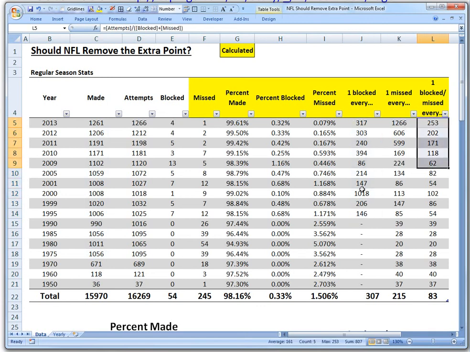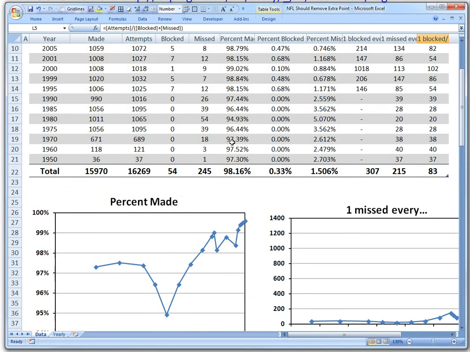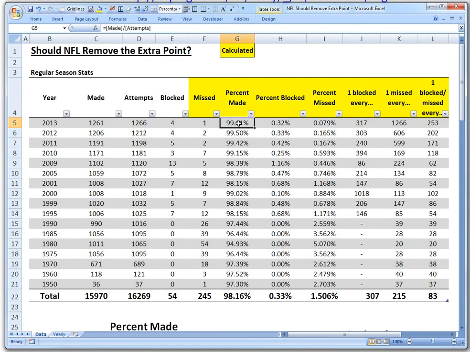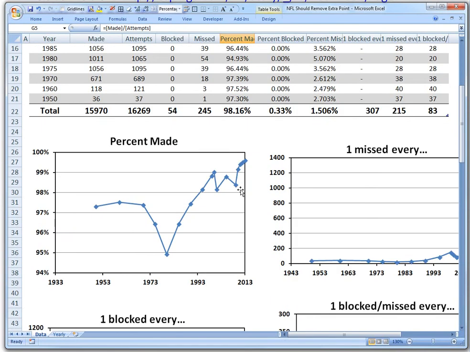And one thing that's interesting is that it's going up every time. Initially you have a 95-ish percent, and now it's going up to 99.61, or there's one miss every 1,200 kicks. If you count blocked or missed, it's one every 253 right here. So if you want to see a graph of this data, which is pretty interesting, this is where Roger Goodell is saying it's becoming almost automatic, and the data does suggest it.